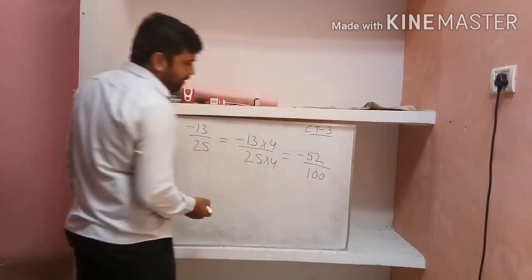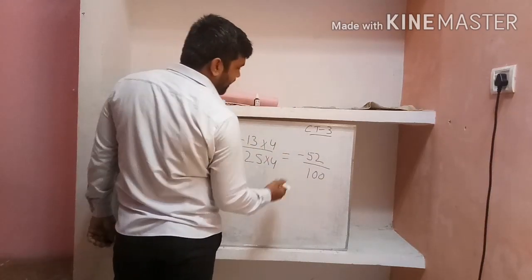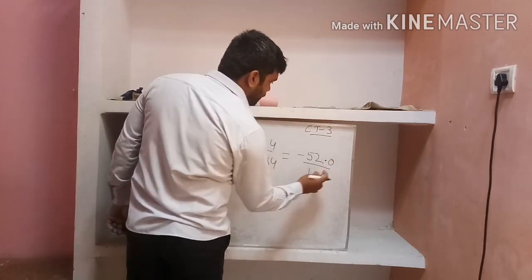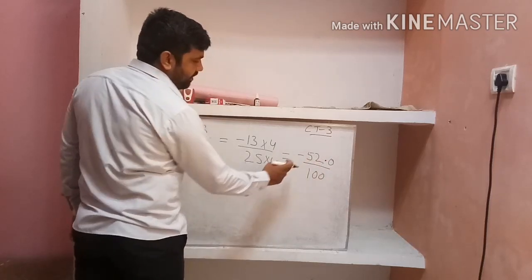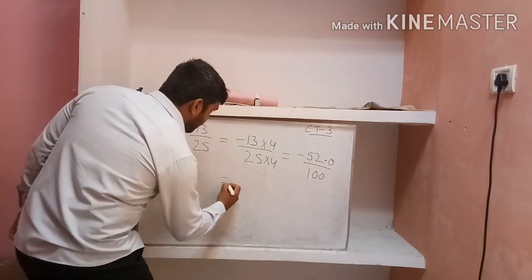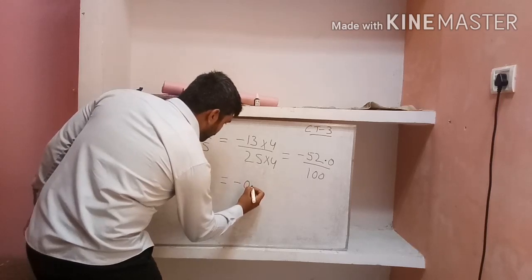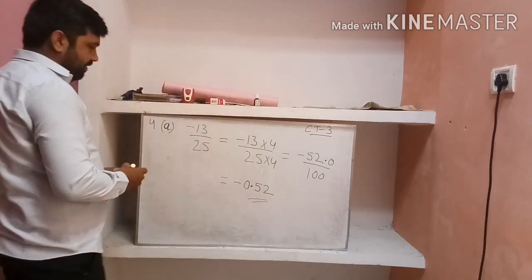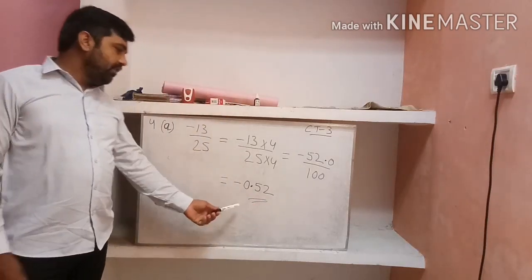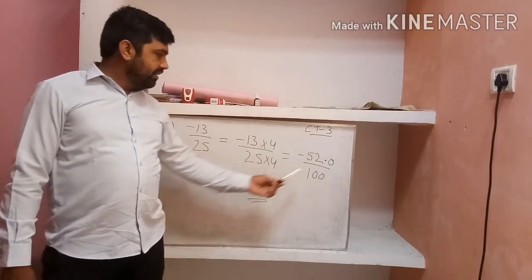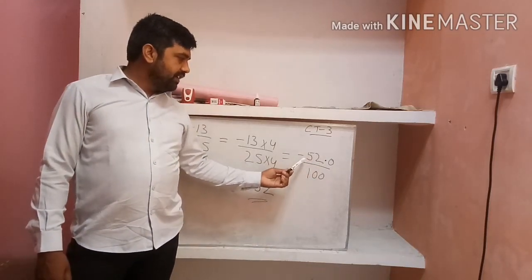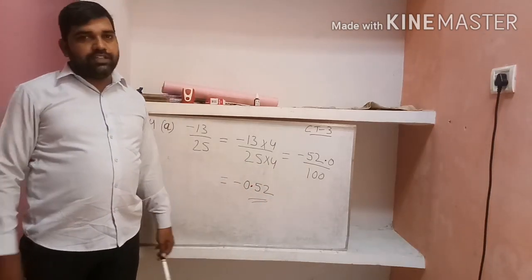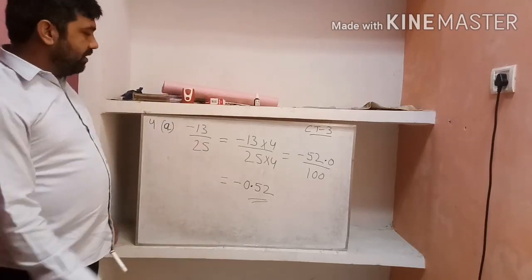Whenever you divide a number by 100, the decimal will shift. 52 can also be written as 52.0. Now shift the decimal 2 places left, so the decimal will come here. So in the simplest form you can write minus 0.52. This is the decimal form. See, the decimal is shifted 2 places left. Before this decimal there is no digit, so I have added 0. If there is no digit before the decimal, add 0 before the decimal.